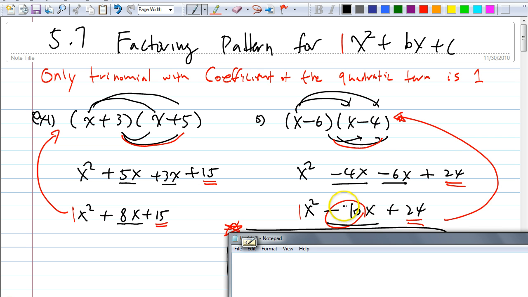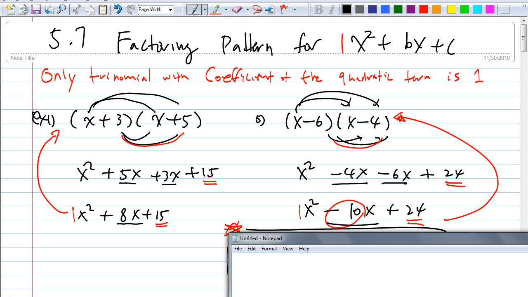But what about this? How come I got negative 10? Isn't 6 plus 4 10? How do I get negative 10? They're both negative. So you should think of this as x plus negative 6 times x plus negative 4. What is negative 6 plus negative 4, guys? Negative 10. It gives you that coefficient of the linear term, doesn't it?